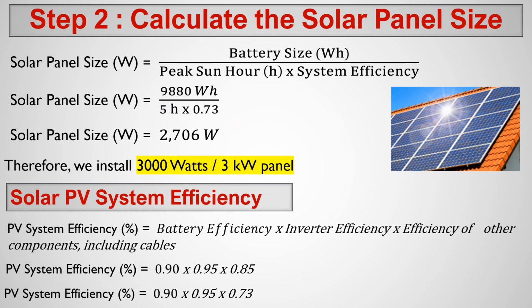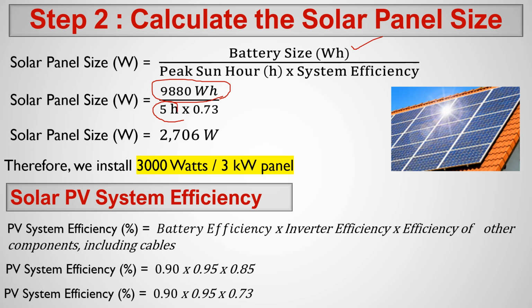The next slide calculates the size of the solar panel. Now we are coming to find the size of the solar panel. How are we going to find it? As I said, in an off-grid system, charging the battery is a very important thing. So in order to charge this battery, what size of solar panel do we need? We have the battery size, 9880 watt hour, and we have a peak sun hour. We assume peak sun hour is 5 hours.